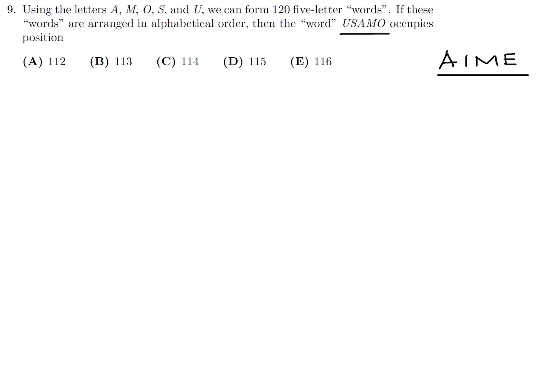All right, so if we have 5 letters, first of all, let's figure out how many possibilities. Well, they tell you already, 120. So what I want to do is show you a shortcut, and obviously you're not going to write out all 120 and then count which one is USAMO. Now, if you did put them in alphabetical order, you'd have first words that begin with A, then words that begin with M, then O, then S, and then U.